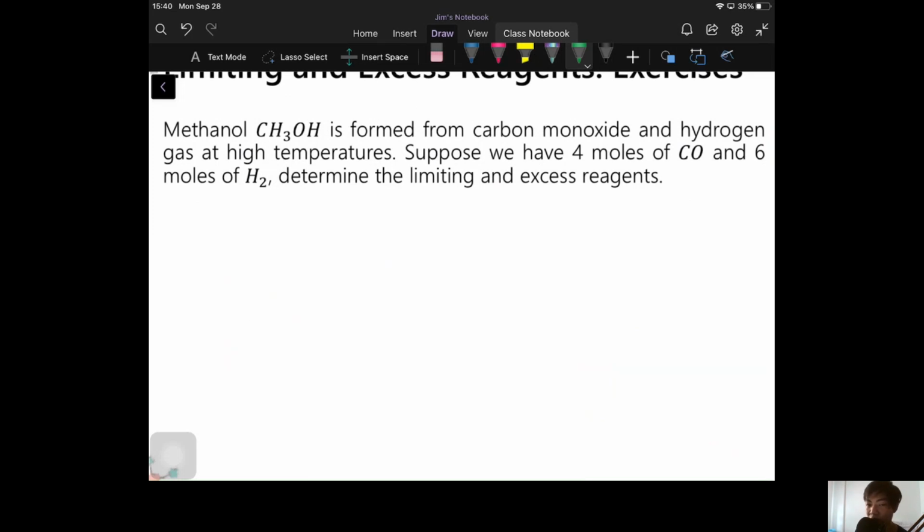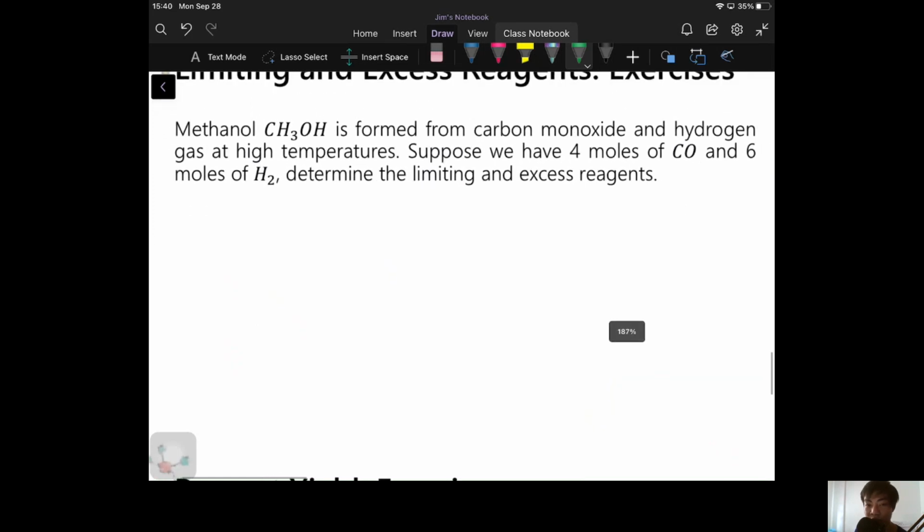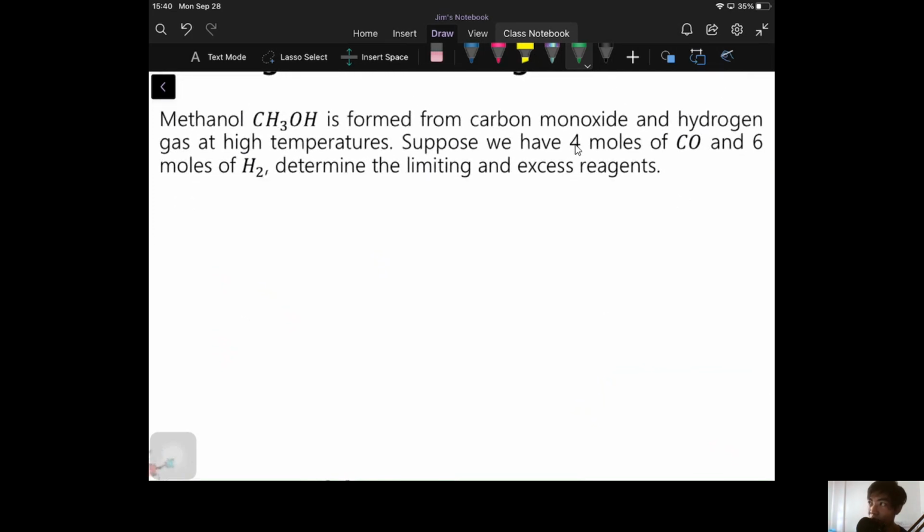Check natin yung stoichiometry. Okay, so bawal ang judgmental. Hindi porket maliit yung number dyan, limiting na yan. Pwedeng limiting siya, pwede ring hindi. So, the only way to check that is by doing the stoichiometry. So, walang shortcut, okay? So, paano yan?